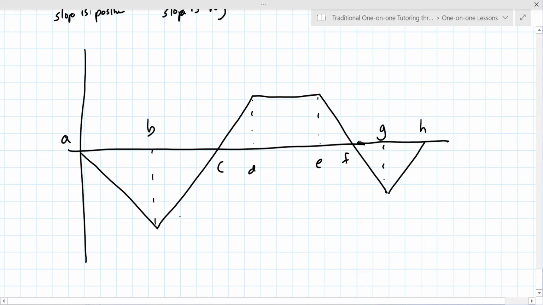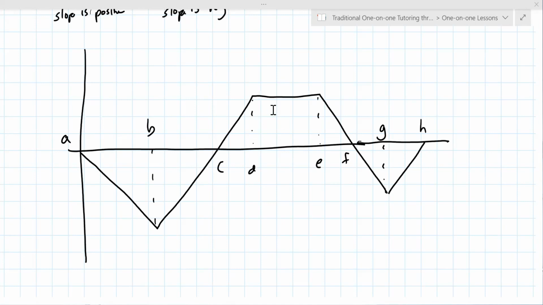Okay, and then slowing down from, well, I didn't get this far. Slowing down from B to C, E to F, and G to H. Yes.